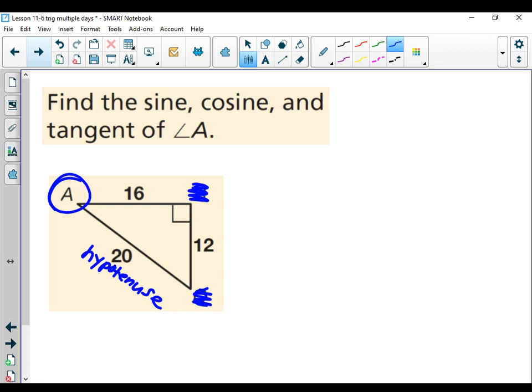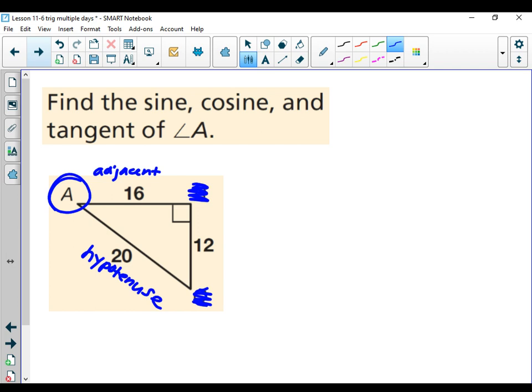Adjacent is next to, like so close I can touch it. Look how close this one is. And then the opposite is 12, because it's the opposite. Hypotenuse can't be a leg because it's the hypotenuse. So if you find the biggest one right away and label it hypotenuse, there's no possible way it can be adjacent.